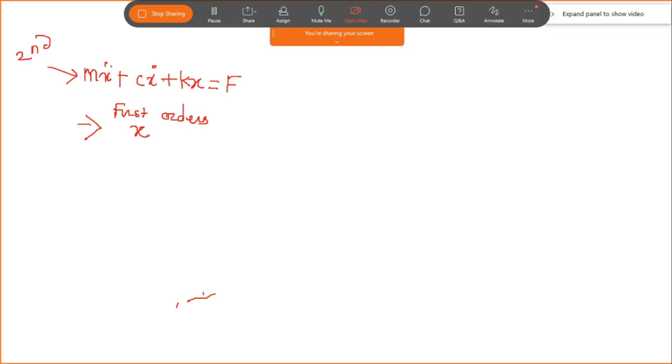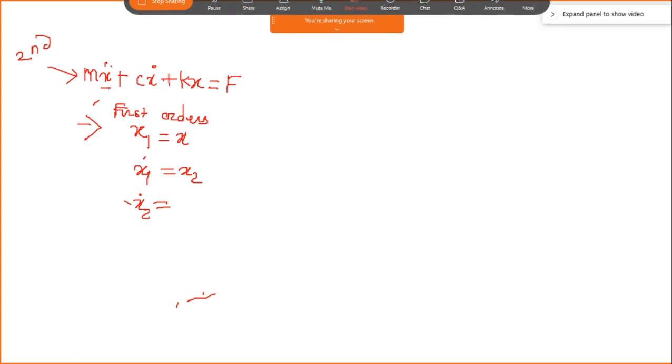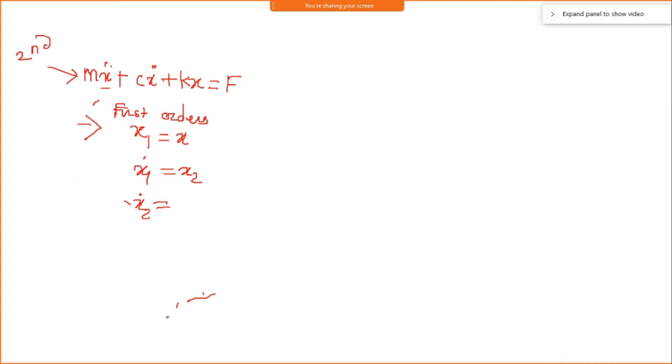So for that purpose, I will first assume x1 is equal to x. Then I will take x1 dot and assume it as x2, and then x2 dot is equal to, typically, what is this equation. I can now take x2 dot as nothing but the acceleration. So how can I now write x double dot? I can separate out this equation: minus c into x dot, means I get x2.